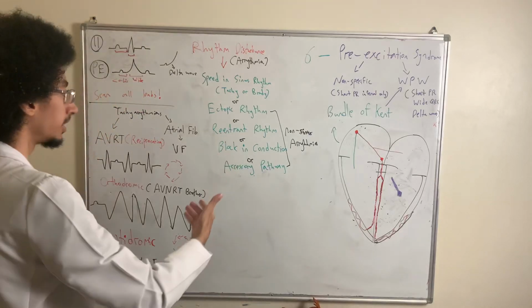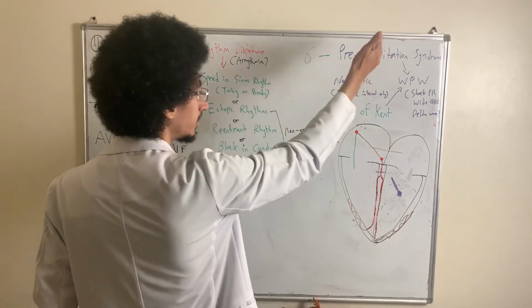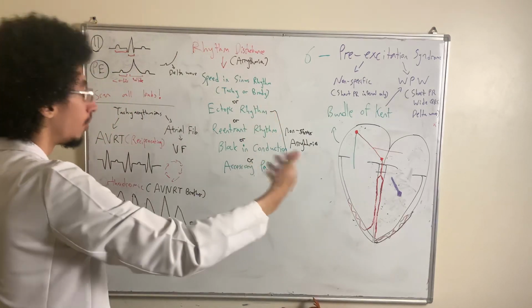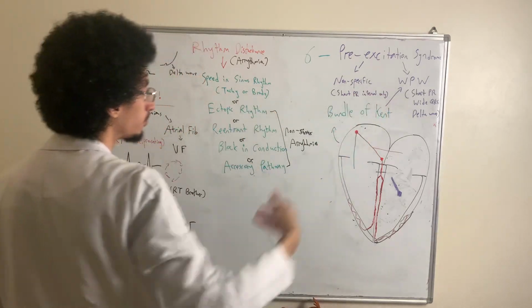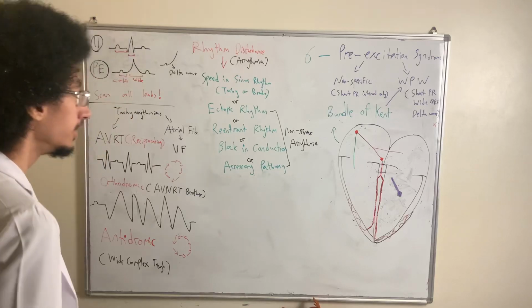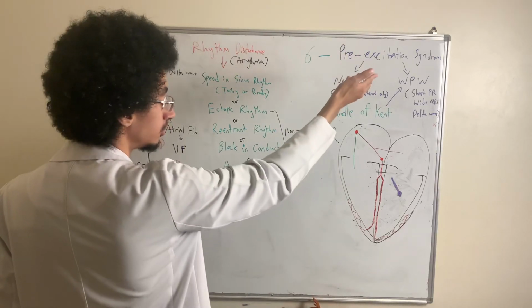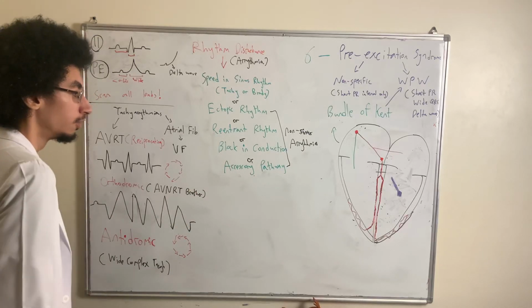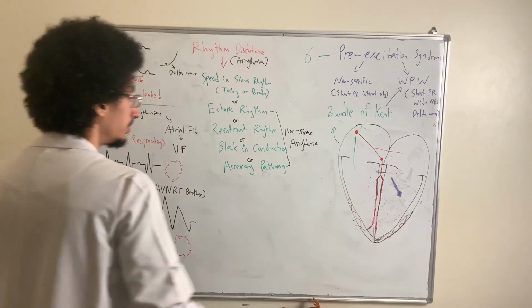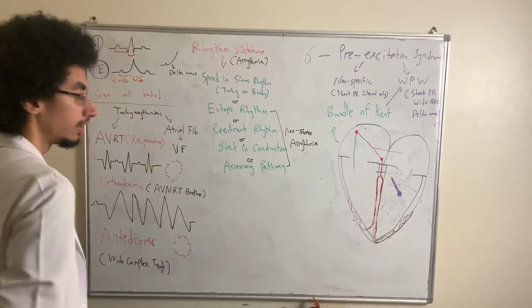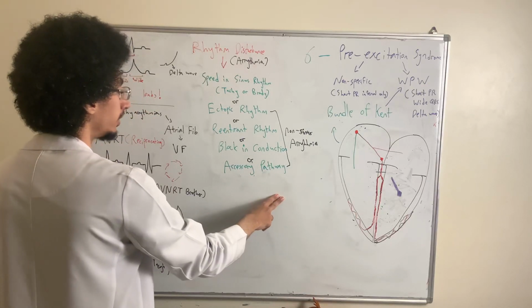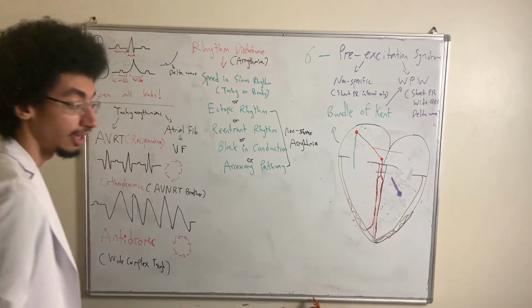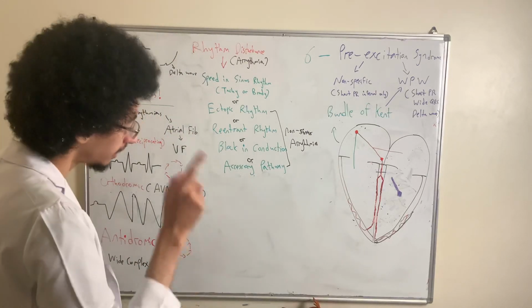So in a case of pre-excitation syndrome, or Wolff-Parkinson-White syndrome, the most infamous example, we will have an accessory pathway, which is commonly between the atrium and the ventricle. And this additional pathway between the atrium and the ventricle acts as a shortcut. It acts as a shortcut.